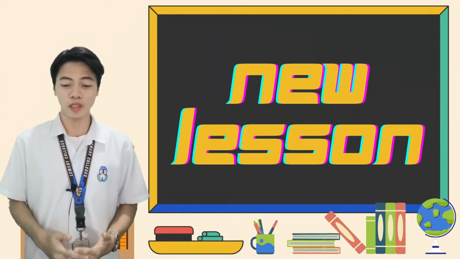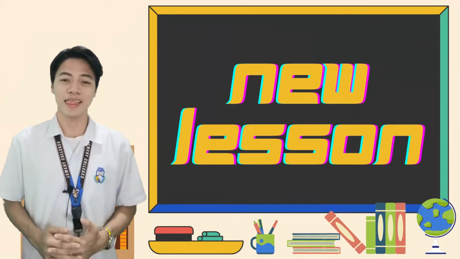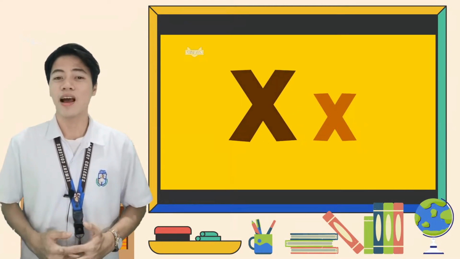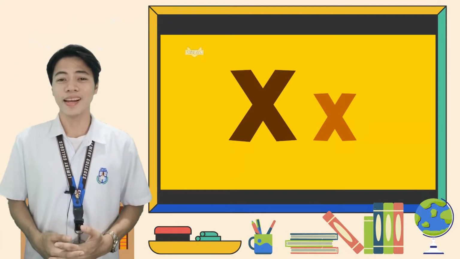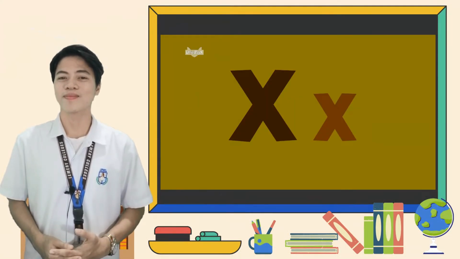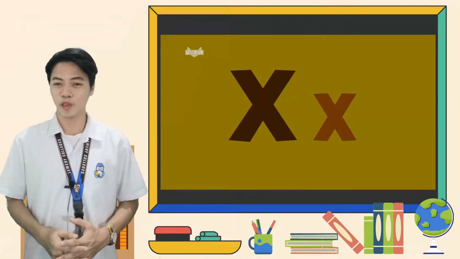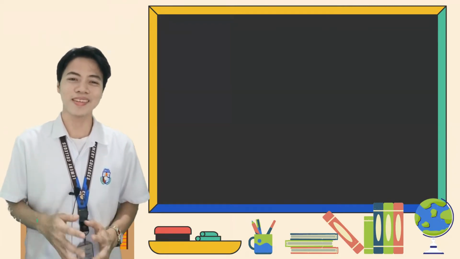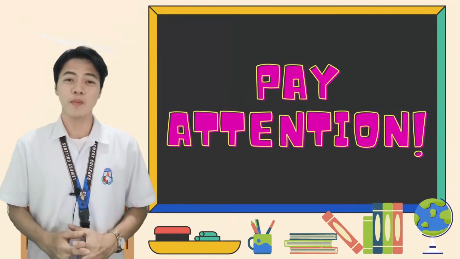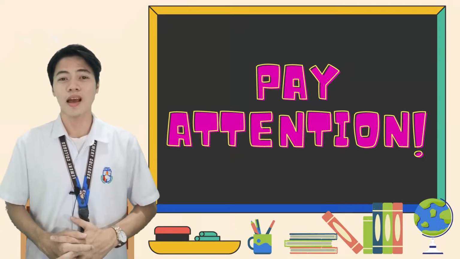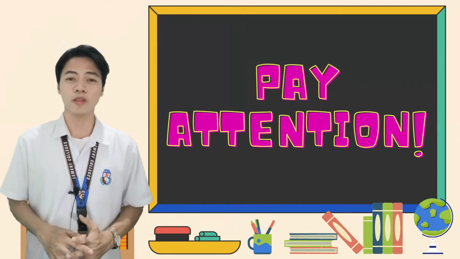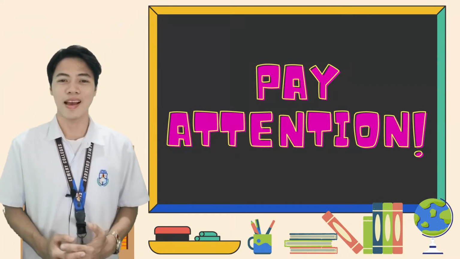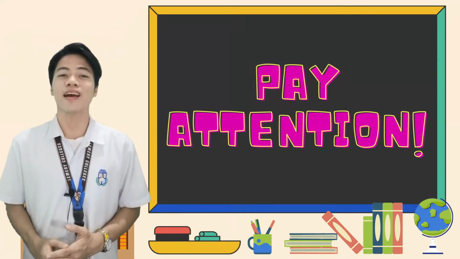Very good. That is the letter W. And now, we will go to another letter. And that is the letter X. Say it, letter X. The letter X sounds like... Oops. Before we proceed, let me just introduce you to the letter X by watching this video. Kids, pay attention because after that, I am going to ask you what the letter X sounds like. Okay, are you ready? Let's go.